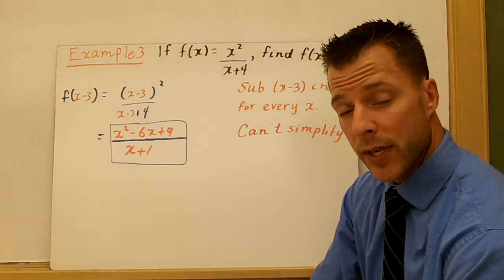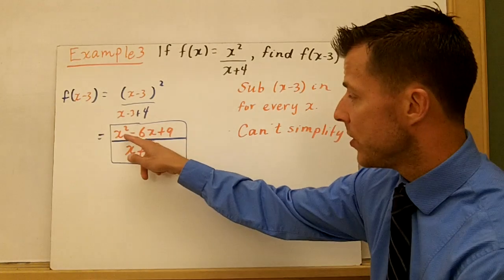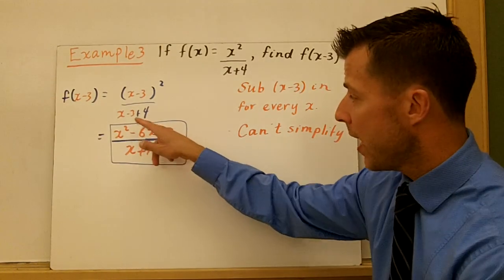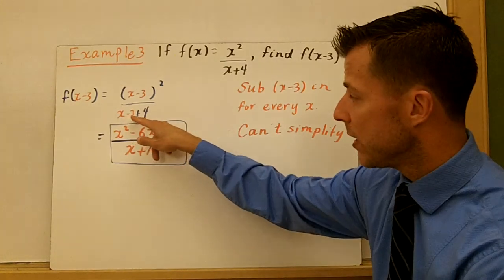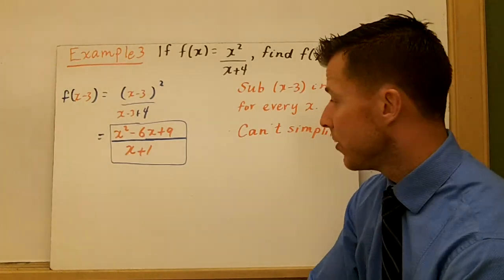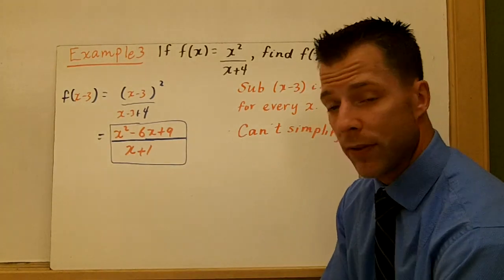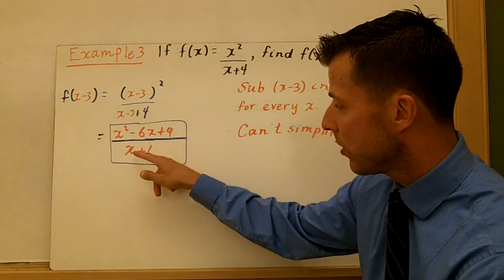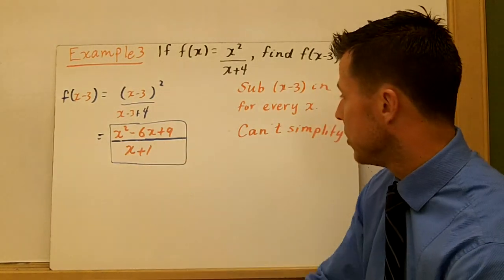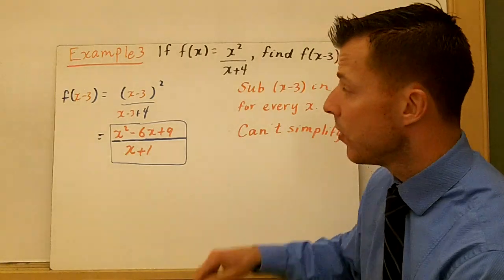So now I have to expand the numerator, which is x squared minus 6x plus 9. And I just have to combine the like terms in the denominator. Negative 3 plus 4 is 1. And so now I look, I can't simplify anything. These x's don't cancel. Okay, so be very careful how you simplify. That's all I can do. And let's go on to our next example.